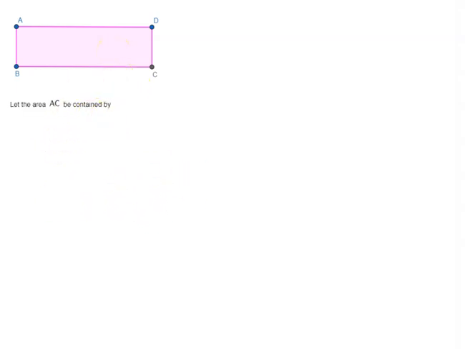Let the area AC be contained by a rational straight line AB and a second binomial line AD. Divide AD into its terms at E and let AE be greater than ED. Remember, a second binomial line can be divided into its terms at only one place. So we are naming that particular point as E. So this is the dividing point which divides AD into its terms.